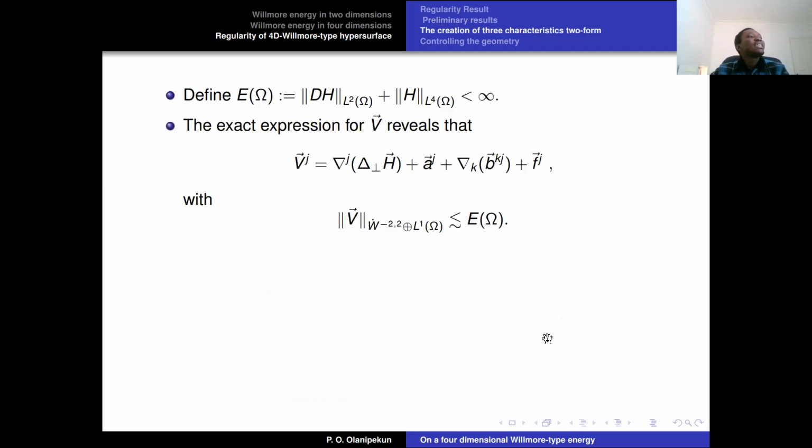So first we define a quantity E, the L2 norm of the derivative of H plus the L4 norm of H, which is finite. And then we'll use this to actually bound some of our quantities. So this is positive. So the idea is to have regularity information for H. Okay, let me write.